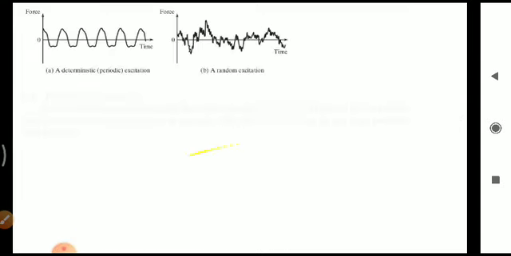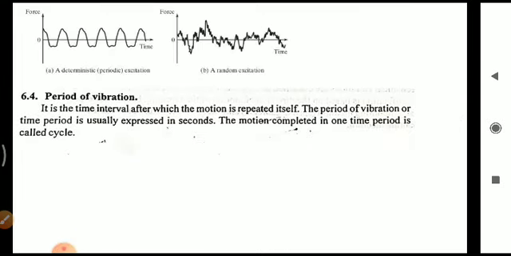Okay. Next one is the period of vibration. Suppose we have a simple pendulum, it will start oscillating and reach the maximum point, it will reach the next maximum point, it will reach the original position. That is called the period of vibration. The time taken for the element to complete one cycle is called the period of vibration. The time interval after which one motion repeats itself, the time period, is usually expressed in seconds. The motion completed in one time period is called a cycle.